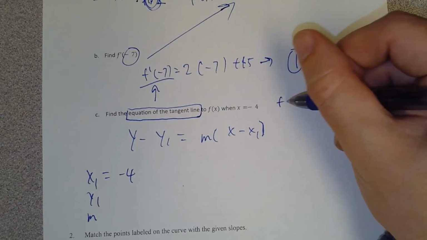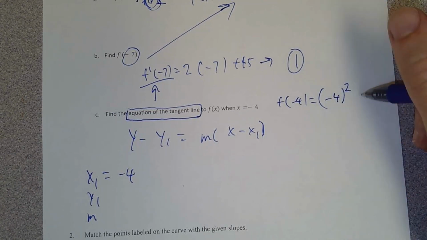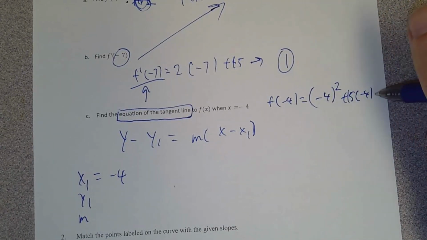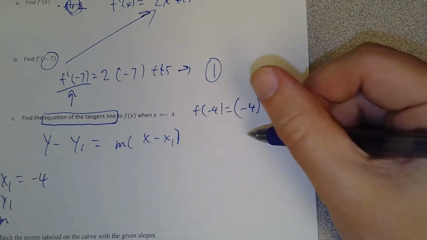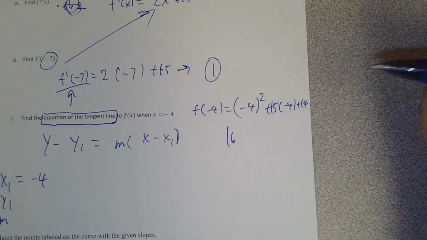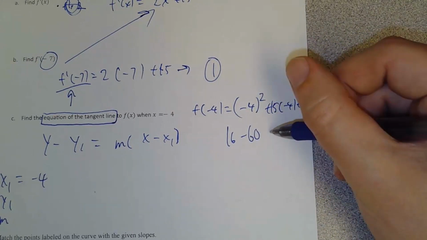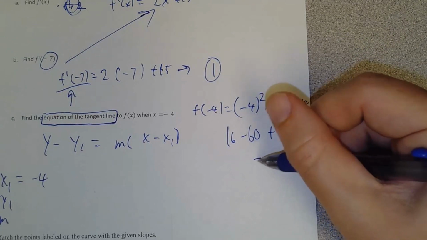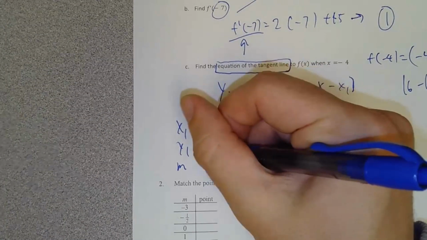So we need to find f of negative 4, which is going to be negative 4 squared plus 15 times negative 4 plus 14. I know the handwriting there is not the best. That's 16. 15 times negative 4 is negative 60. 16 minus 60 plus 14. 16 and 14 is 30. 30 minus 60 is negative 30. So right here, y1 is negative 30.